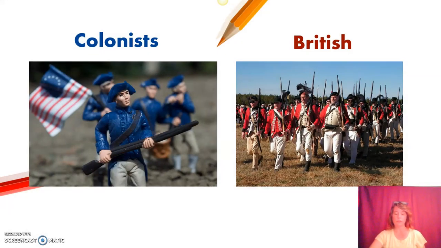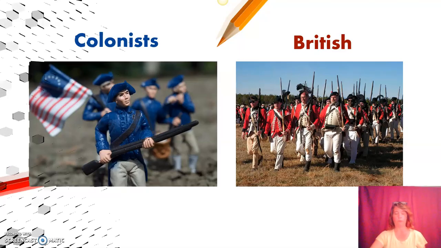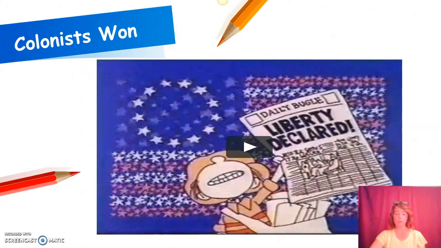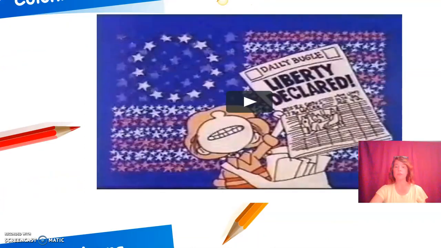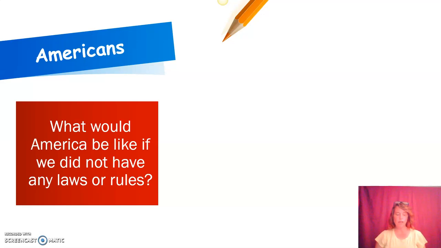The colonists were tired of having the British tell them what to do. They didn't want the king telling them anymore, so the Revolutionary War began. The colonists won the war with George Washington as the leader of their army. So now the colonists were Americans without laws from the King of England.